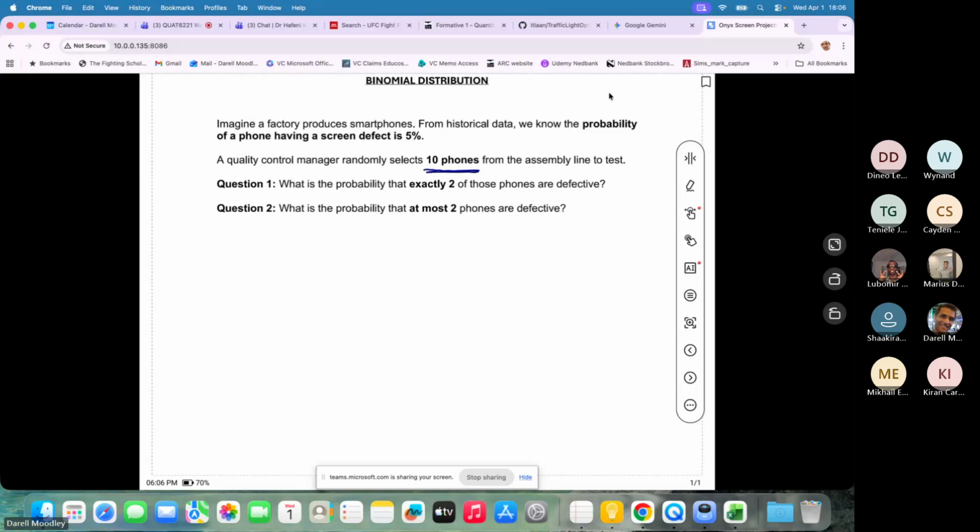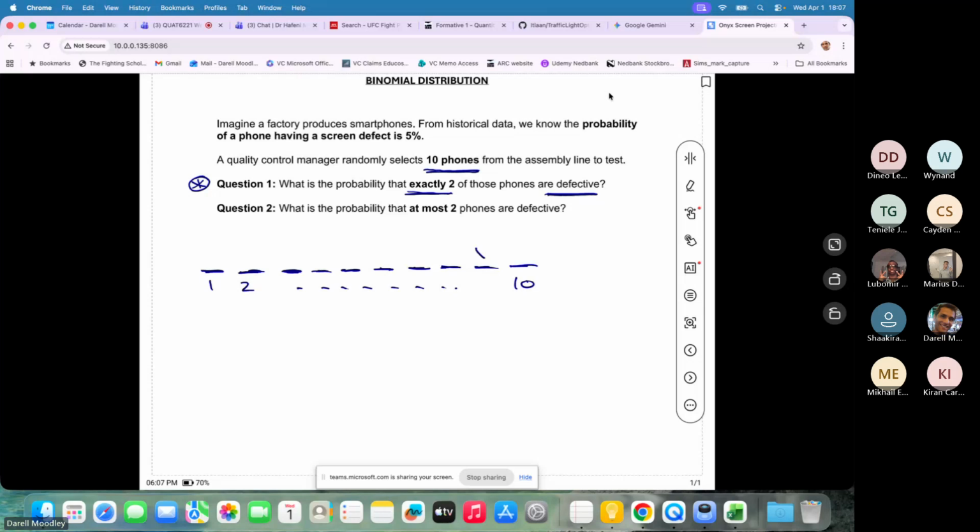Now, let's just focus on question 1. It asks, what is the probability that exactly 2 have defects? So exactly 2 of these phones have defects. What we have is this quality control manager selected 10 phones. So there's phone 1, 2, 3, 4, all the way up to 10 phones. And we want to know what's the probability that out of those 10, just 2 of them have a defect. We don't care which 2.